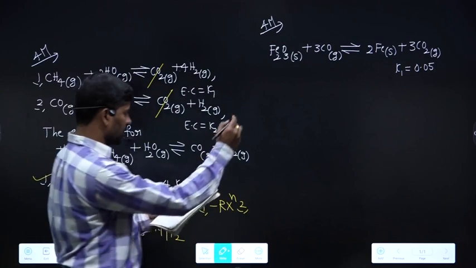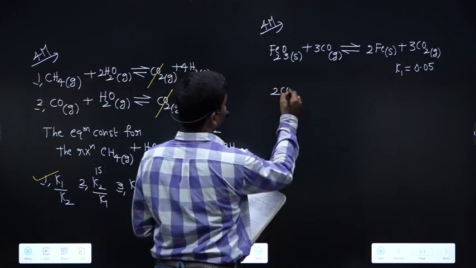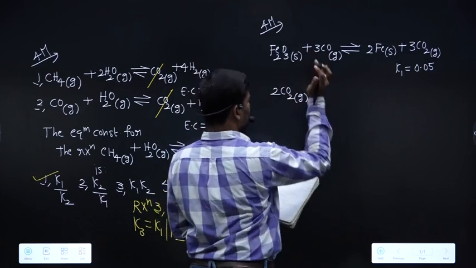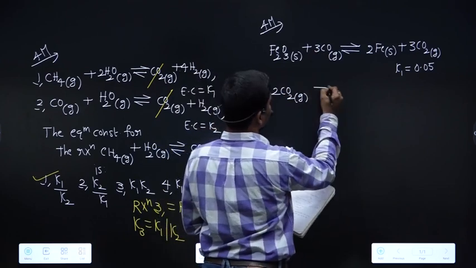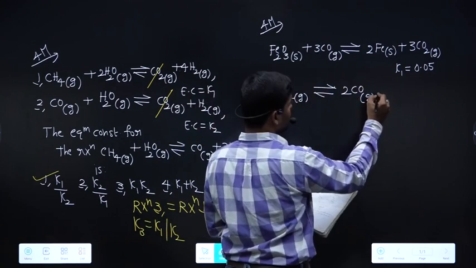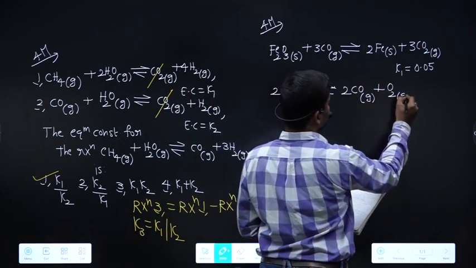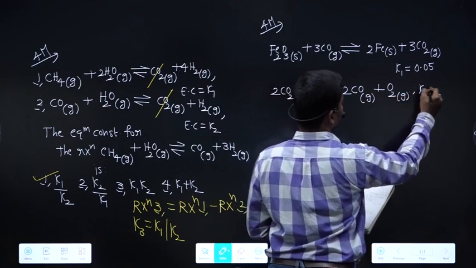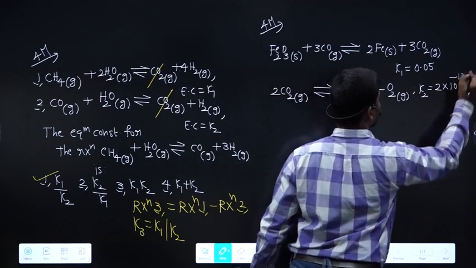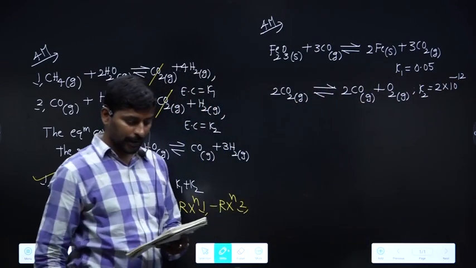Next reaction, 2 moles of CO2 gas is in equilibrium with 2 moles of CO gas plus O2 gas. K2 is equal to 2 into 10 power minus 12.